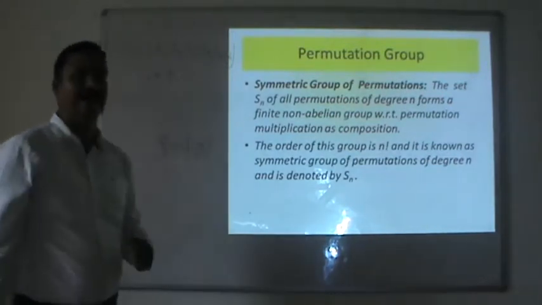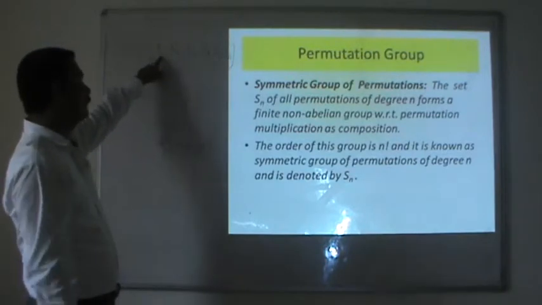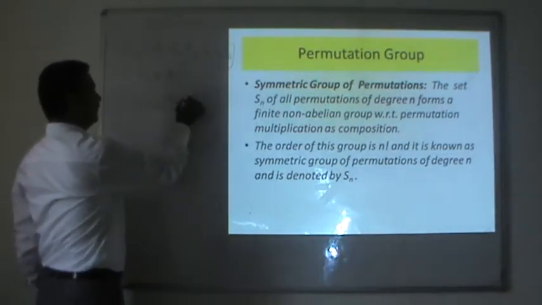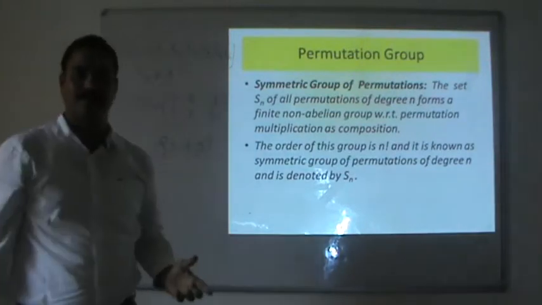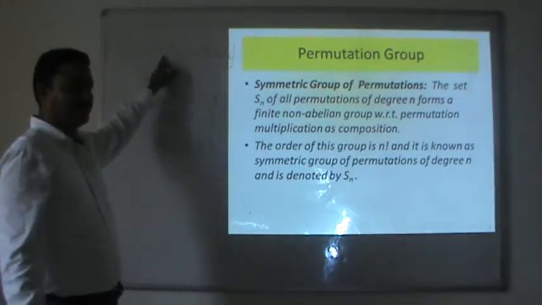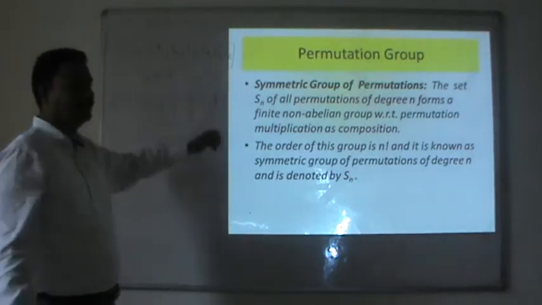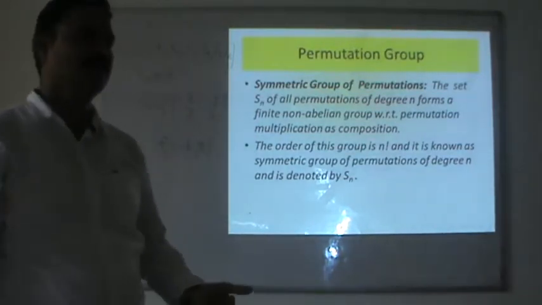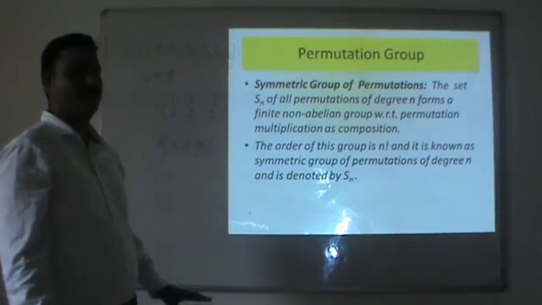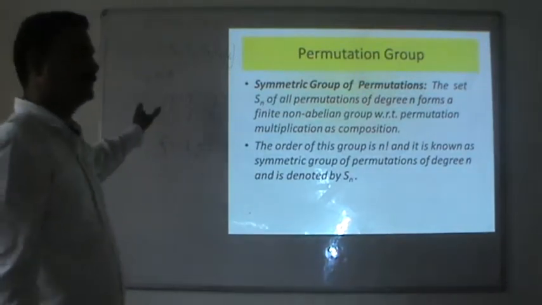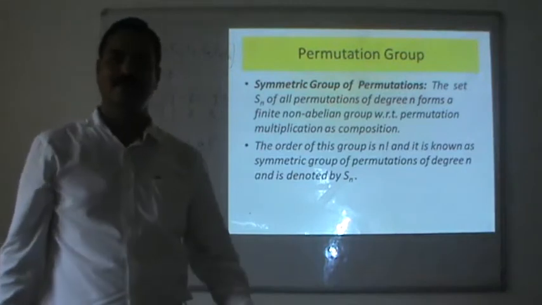The third is the existence of an identity element, which is always there, because previously we discussed that F1 is given by this type of mapping: 1 mapped on 1, 2 mapped on 2, and 3 mapped on 3. And this F1 is your identity permutation. So S3 always possesses the identity permutation F1. Further, we discussed the inverse elements, and we know that the inverse of a bijective function is again a bijective function. So every member of S3 must possess an inverse in S3. In this manner, all four essential properties of a group are possessed by S3. Hence, this S3 is a finite non-abelian group with respect to permutation multiplication as composition.